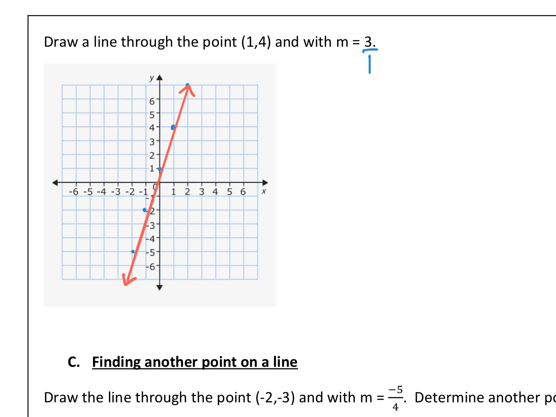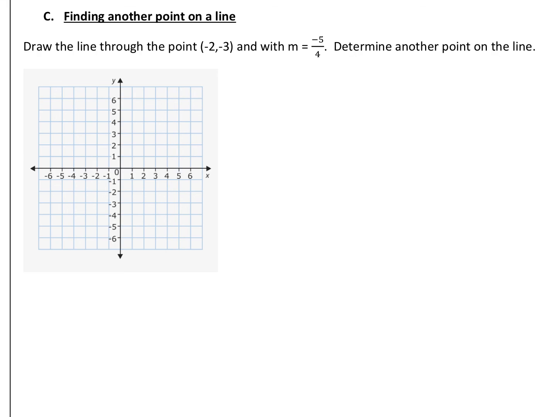Okay. One last thing for us to look at. We'll just slide our paper down here. All right, so this question starts the same way. It wants us to draw a line through the point -2, -3 with a slope of -5/4. And then it wants us to find any other point on the line. Okay, so let's start by plotting our point at -2, -3. So that's going to be there. Then we want to do our slope, down 5 over 4.